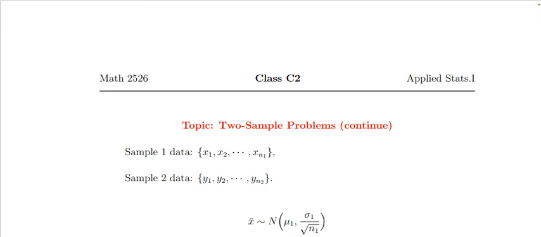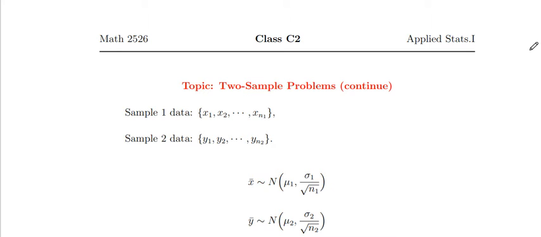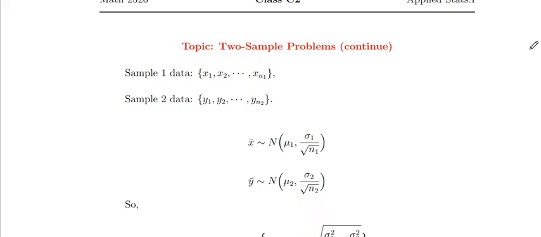So this is Math 2526 class C2. Okay. So we will continue the last class topic. Last class was the two sample problem. So the two sample problem is just a comparison. The data we have is data from sample 1 and data from sample 2.